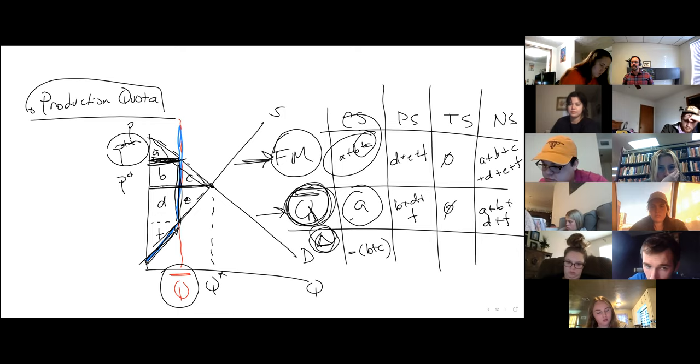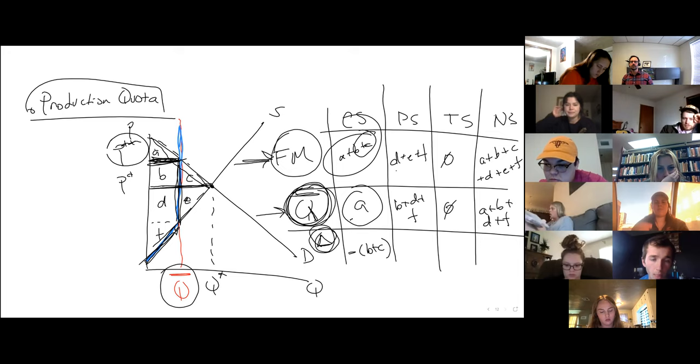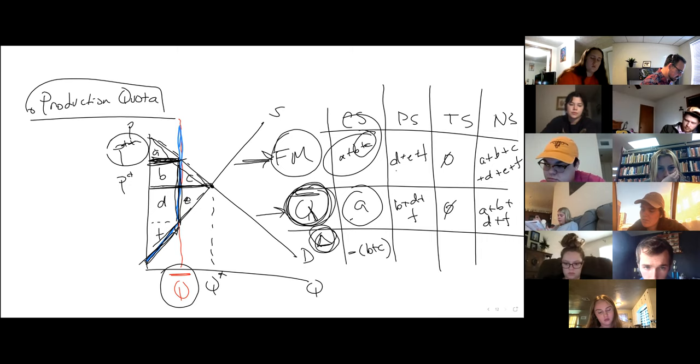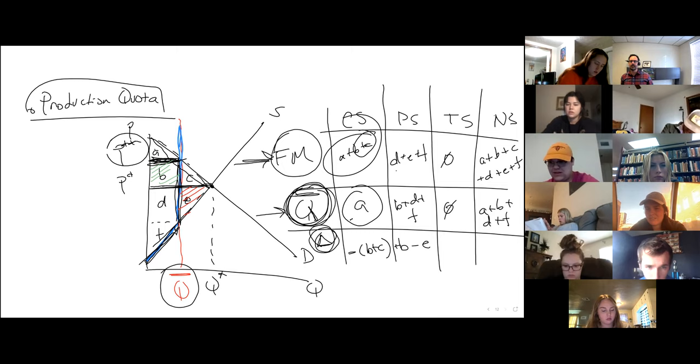Beautiful. Okay, same story for producers. We now have B plus D plus F. We used to have D plus E plus F. So what is the change? Minus E plus B. Plus B, beautiful, yes. As producers, we've gained this area and we've lost this area. So it is plus B minus E.